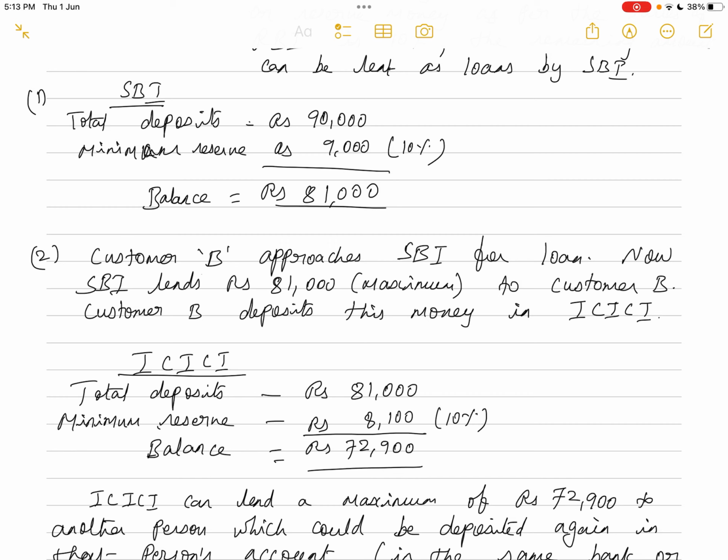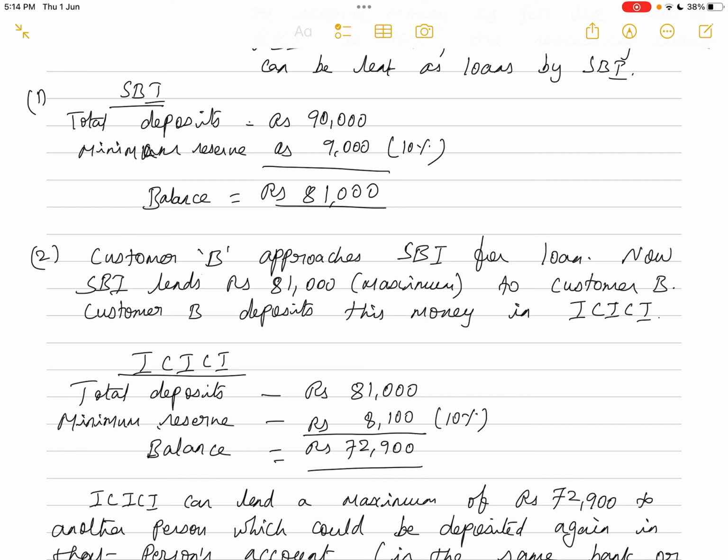Let us assume that customer B approaches SBI for a loan. Now SBI lends rupees 81,000. 81,000 is the maximum SBI can lend, because it keeps 10% as reserve. So 81,000 to customer B. Customer B deposits this money in ICICI. He can deposit even in SBI, but let us assume customer B is depositing in ICICI because customer B has an account in ICICI.